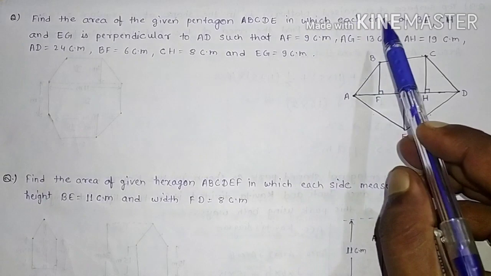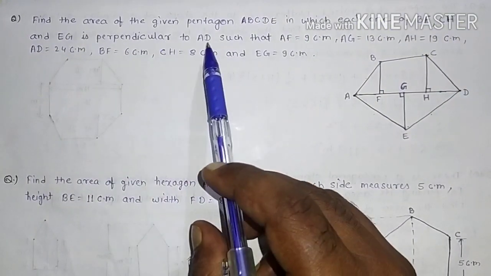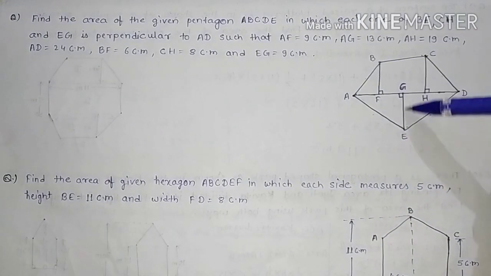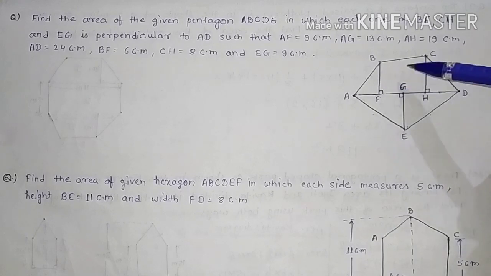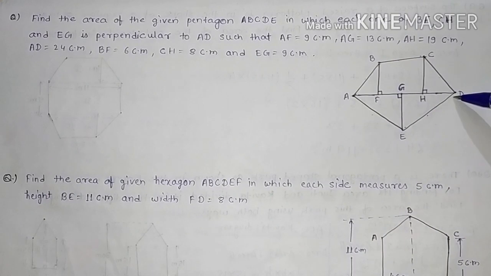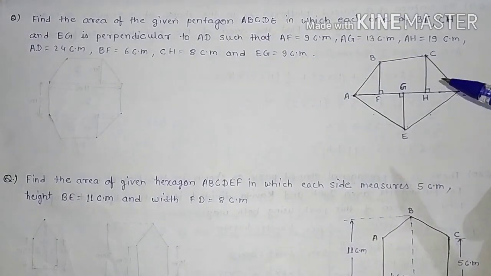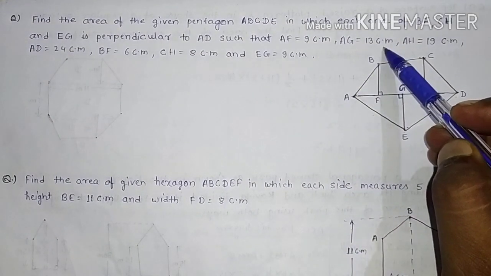Now each one of BF, CH and EG is perpendicular to AD. Now BF, CH and EG are perpendicular to AD. These three are the perpendiculars on base AD, such that AF equals 9 centimeter, AG equals 13 centimeter.